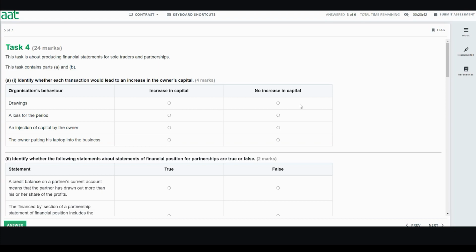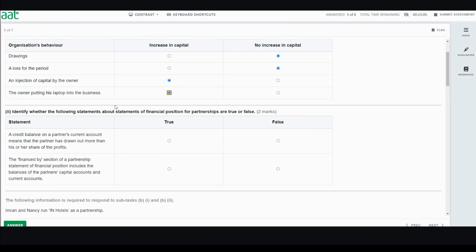So drawings doesn't increase their capital because that's money they're taking out of the business. A loss for the period wouldn't increase their capital, because the business is not making any money. If the owner puts some money into the business, it would increase their capital account. Putting his own laptop into the business increases his capital because it's his personal funds, personal items, and he's giving it to the business, so it's increasing.